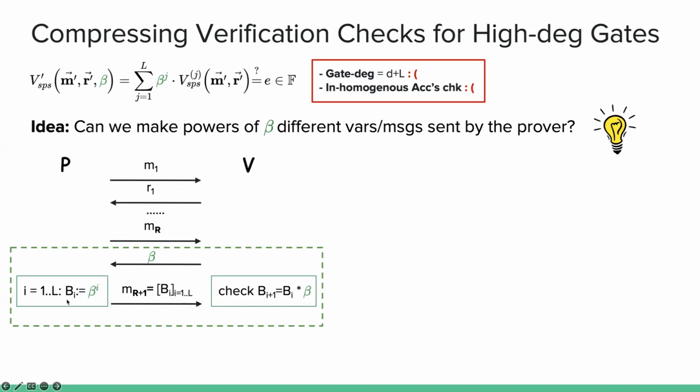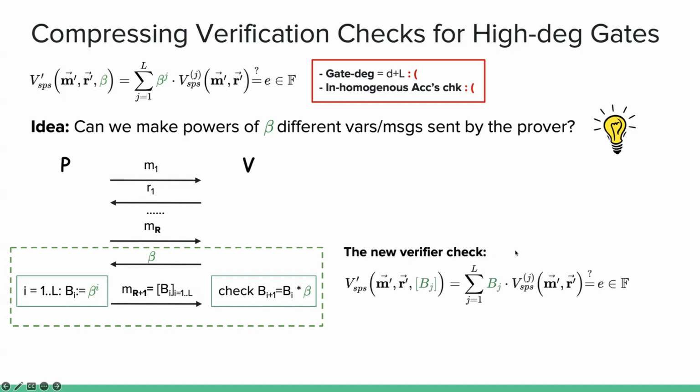Okay, so basically here b_i equals beta to the i, and the prover will send all of them. And now the new verifier check becomes this. We replace beta to the j with b_j, and the degree of this check is just d plus 1, and every term has exactly the same degree. So we can now reuse the idea we had before.